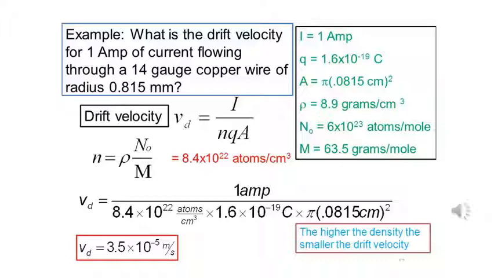And from the given data, you could find n. Using density, molecular mass, the number of atoms per molecule, and Avogadro's number, you could get the value of n. To find the value of vd, current is given, the n value you just found out, the charge on one electron, and the area of cross section. By putting in all the values, you could get the drift speed. The solution.